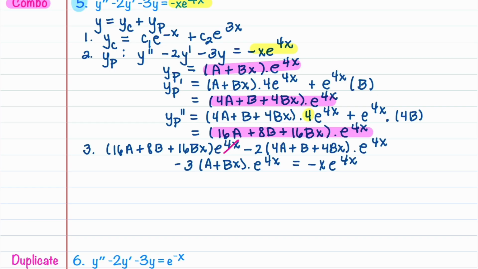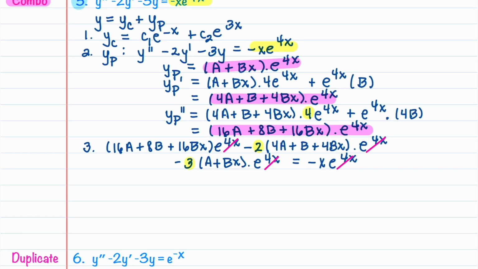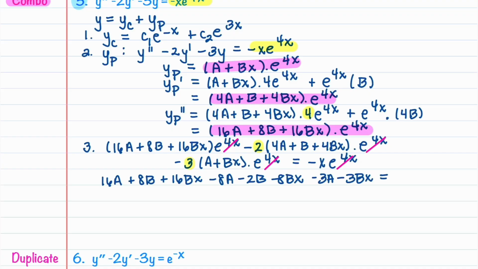Let's go ahead and cancel out our exponentials. And we'll multiply everything out. We can't forget those constants right there. We have 16a plus 8b plus 16bx minus 8a minus 2b minus 8bx minus 3a minus 3bx. And then on our right-hand side, we have minus x.